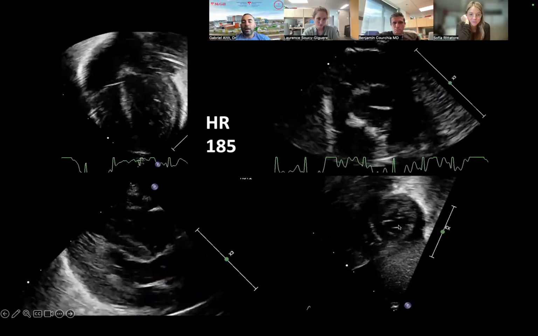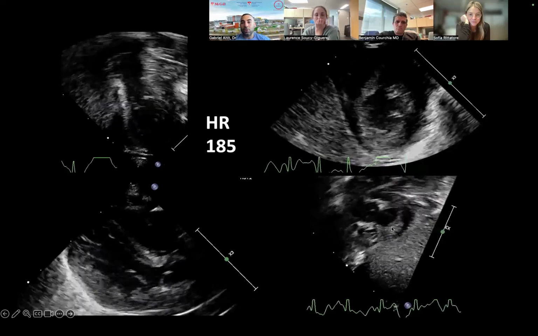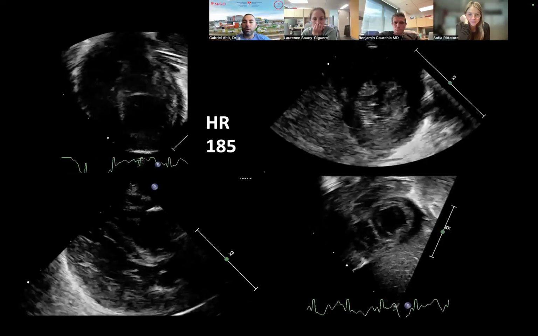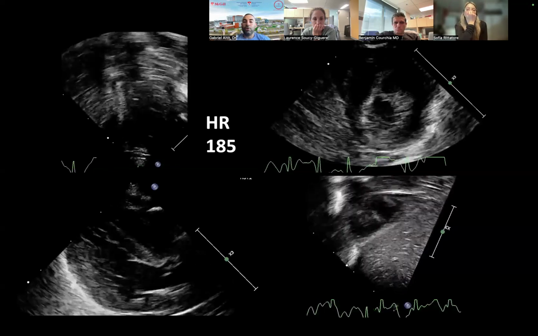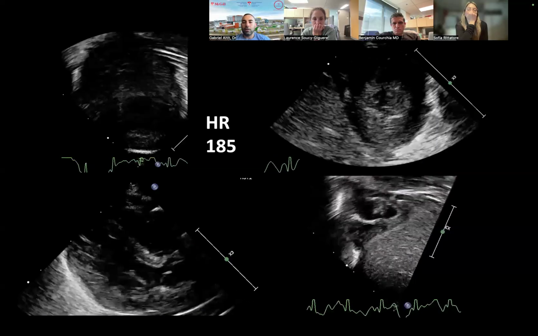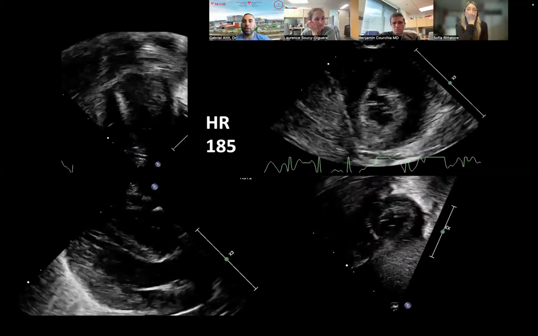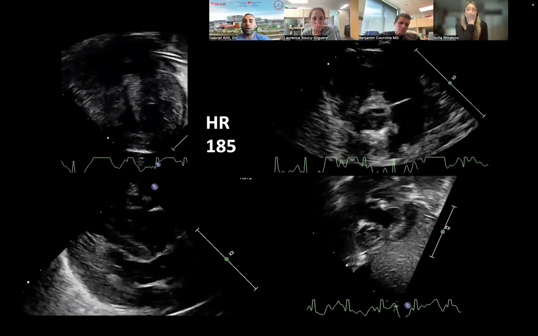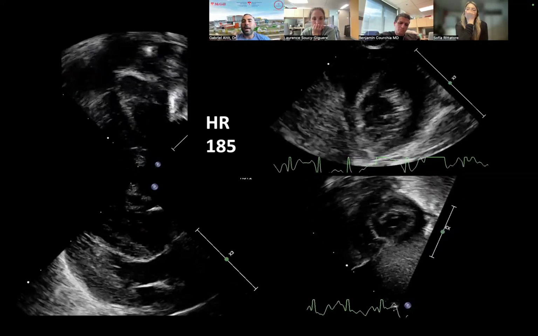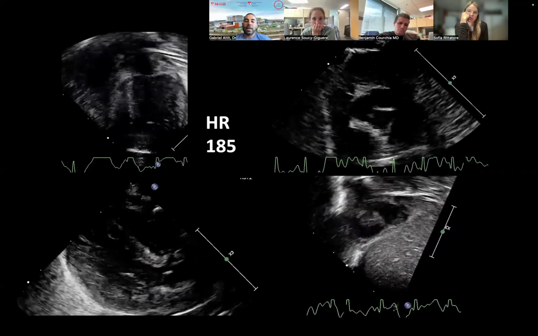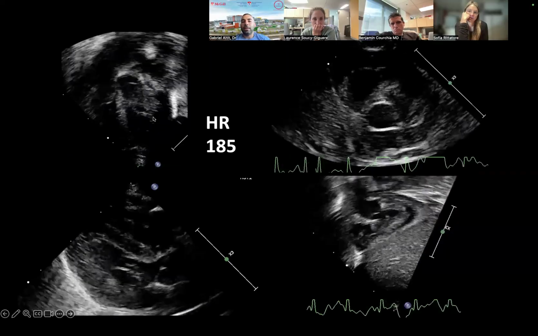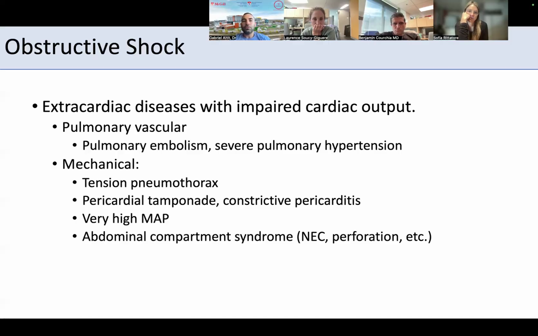And often they even have a very high output once volume repletes them, if there's a component of poor LV filling. If you give a bolus, you'll often see that they get outputs that are very high, like 300, 400 cc per kilo per minute, because the SVR is so low. So if you're calculating your output and you see it's very high, you're tachycardic, you have a hyperdynamic cardiac function, well, it's normal that it's hyperdynamic because it's pumping against very low afterload.